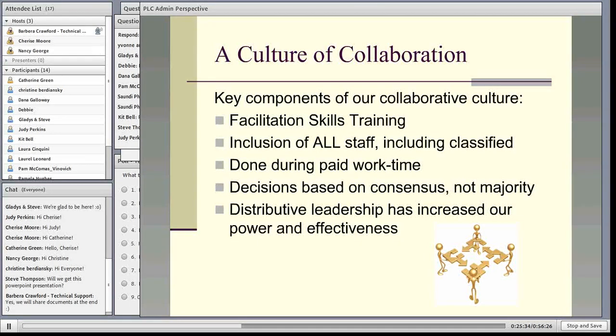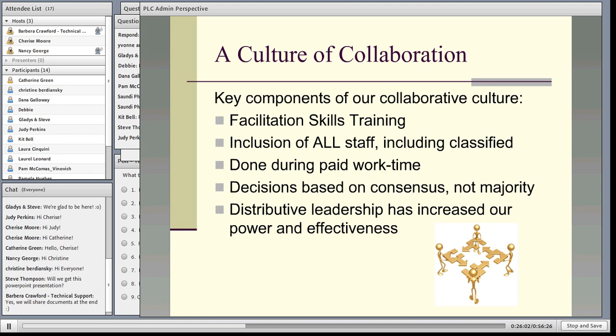We made sure that any decisions that we made were based on consensus, not majority. And that wasn't just in the collaborative groups. That was any decisions that were not administrative decisions; we really worked on them through consensus. And those decisions that were administrative, we worked on still using the same consensus model within our leadership teams.